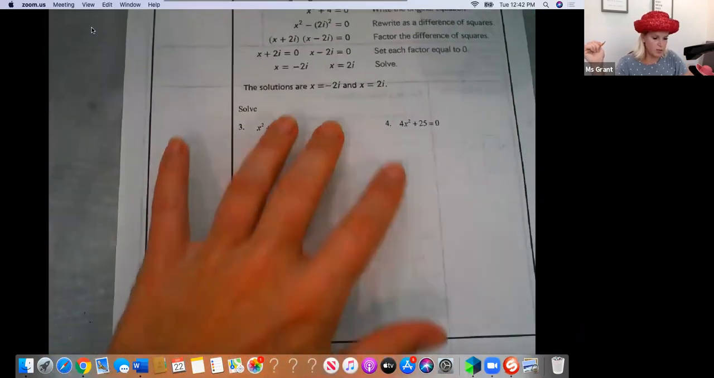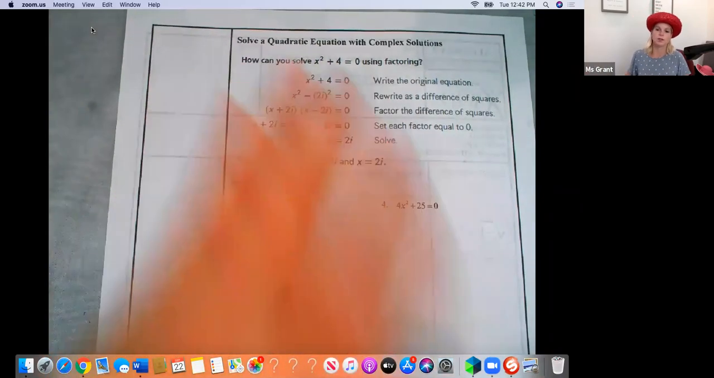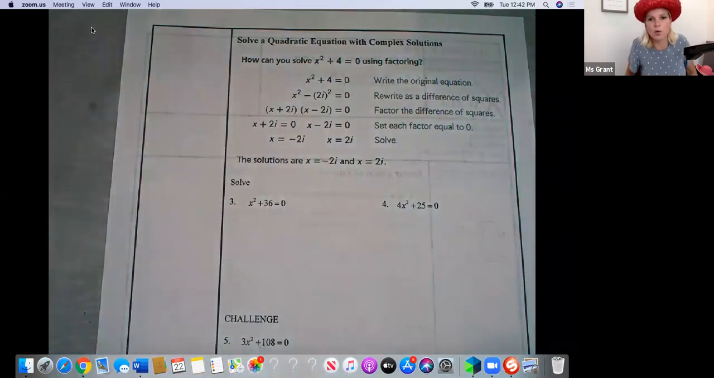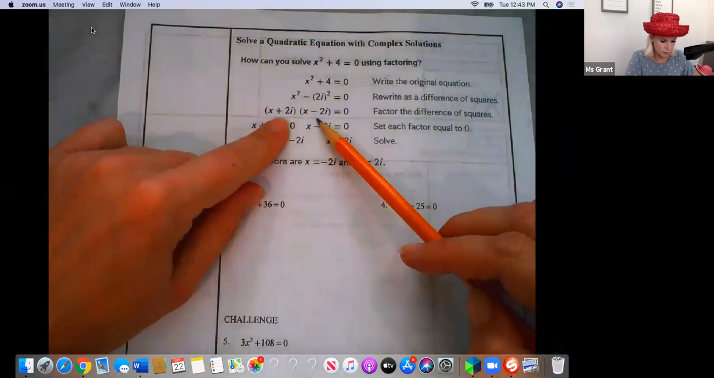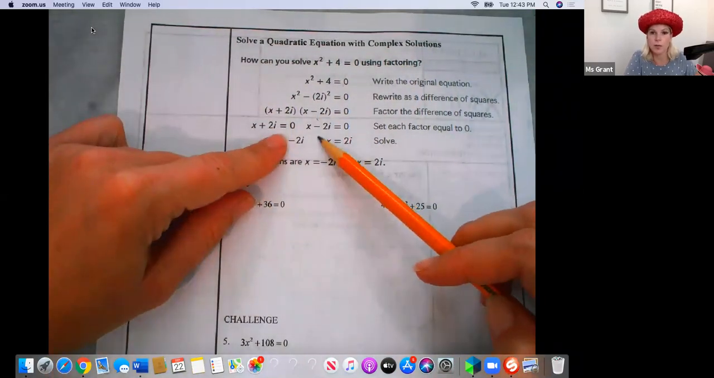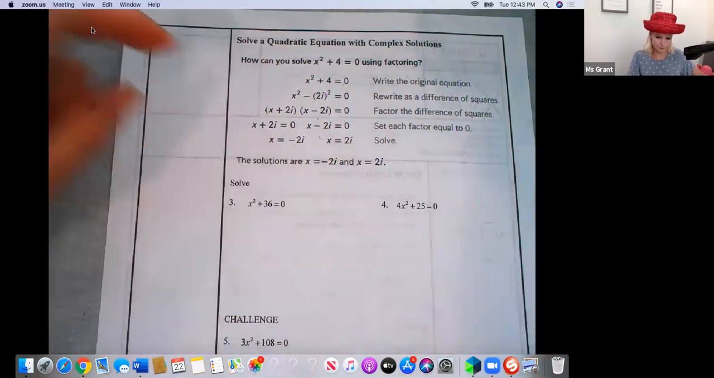Now I'm going to try and solve a quadratic. So now it's going to be equal to 0. Take a look at what I did. The x squared plus 4, the 4 became minus 2i squared. And then I had my difference of two squares. I set them both equal to 0. This is the zero product property. And I solved.